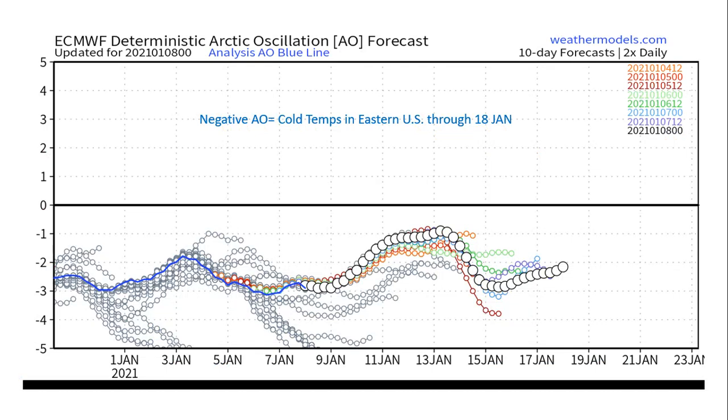So let's take a look at the models tonight. The European Deterministic AO forecast. Look at the white circled lines, and notice that the forecast between today, 8 January, and out to about 18 January, for the next 10 days, the Arctic Oscillation is going to remain negative according to the European Deterministic Model. So we'd expect cold temperatures with a negative Arctic Oscillation across the eastern U.S. through the 18th of January.